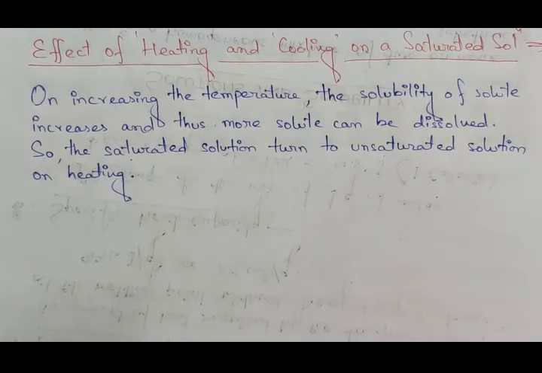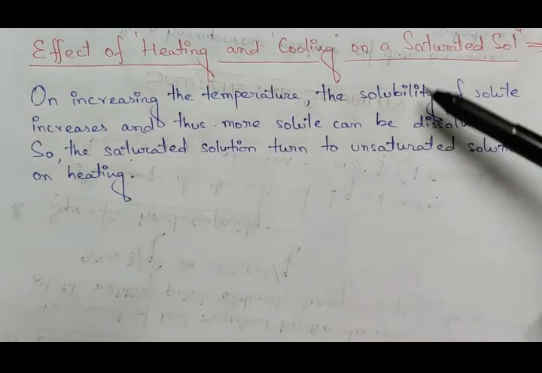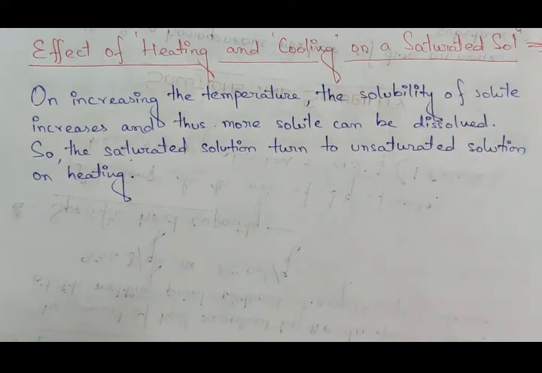This is because the solubility of solute in a solution decreases on cooling. It is just the opposite of this phenomenon. So on cooling, the solubility of the solute in a solution decreases, and thus we can say that if a saturated solution at a particular temperature is cooled down, then some of its dissolved solute will separate out to form the crystals.